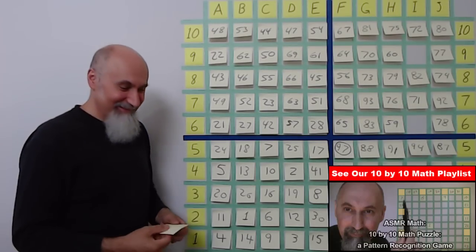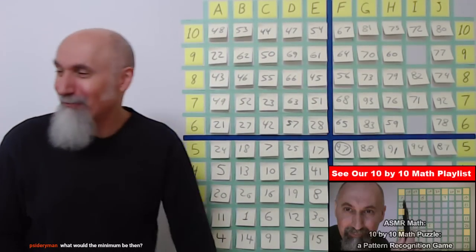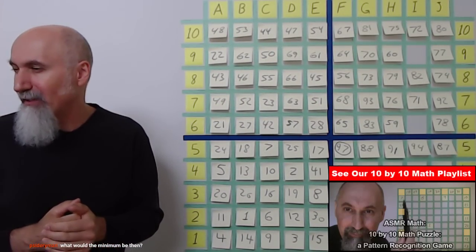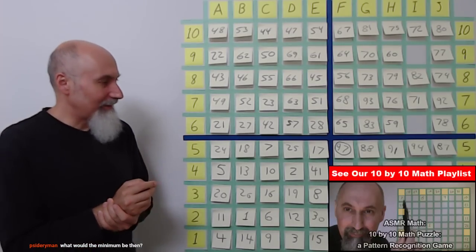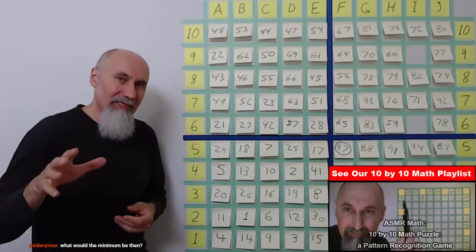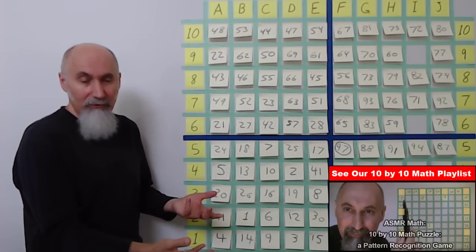Should we do another one? Should we do another one, or are we exhausted? Should we do one more? Speedy Gonzalez. What would the minimum be then? The minimum, I think, I have one on that post on my blog, and I think it was 6 that I was able to get, 6 or 7, right? Where you lock yourself up, you can't go anymore.